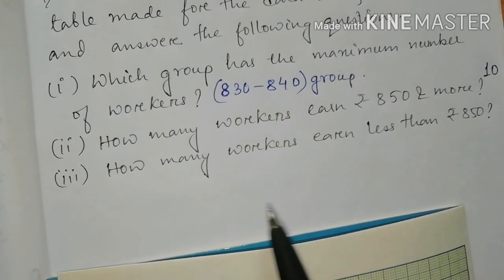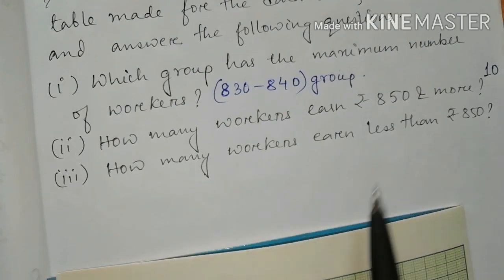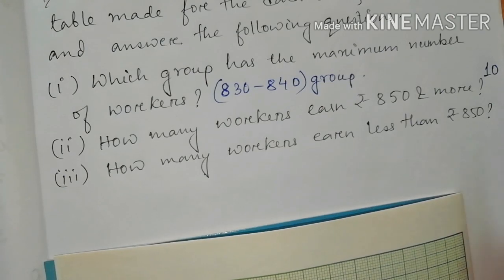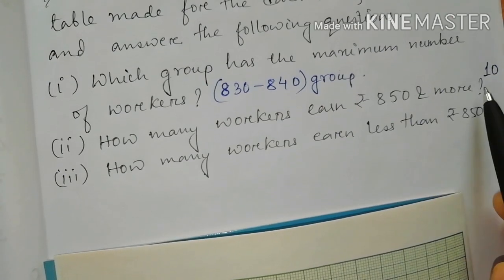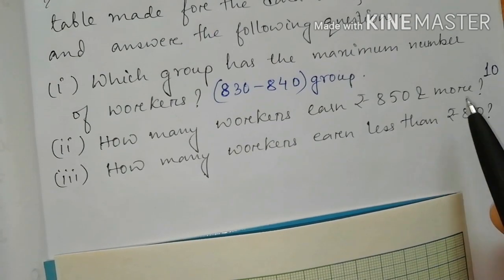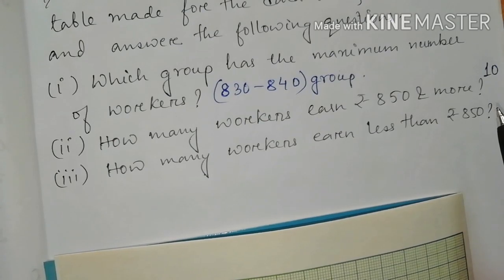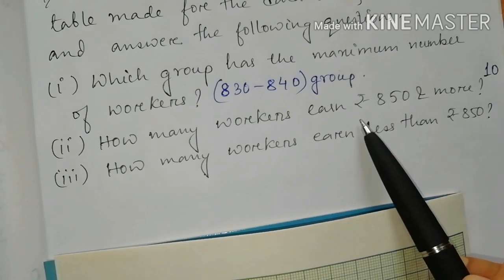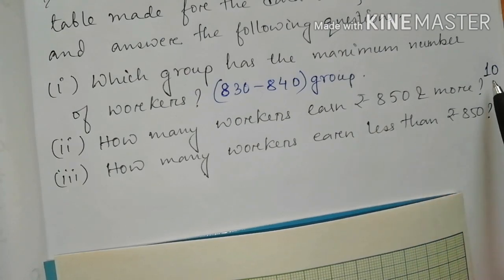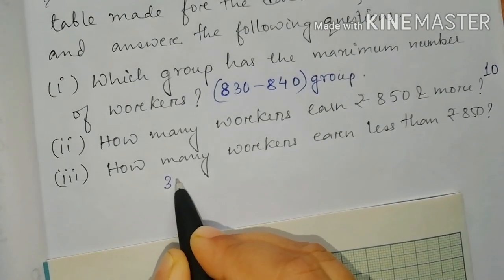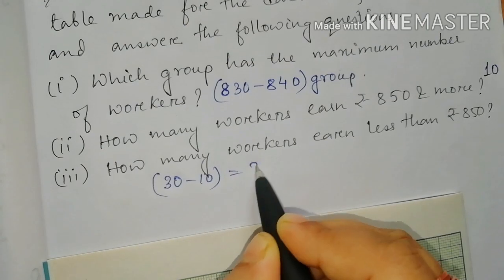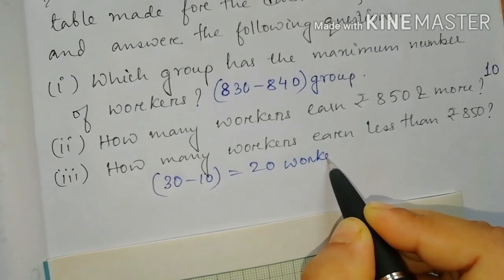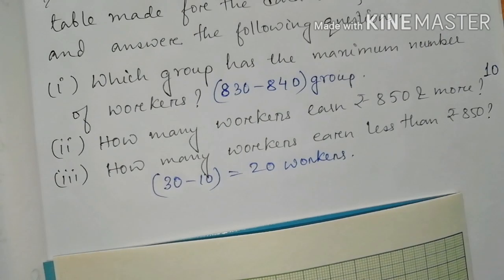Next, how many workers earn less than 850? In total it was 30 workers. If 10 workers earn 850 and more, there were 30 workers in total, so 30 minus 10, that means 20 workers earn less than 850.